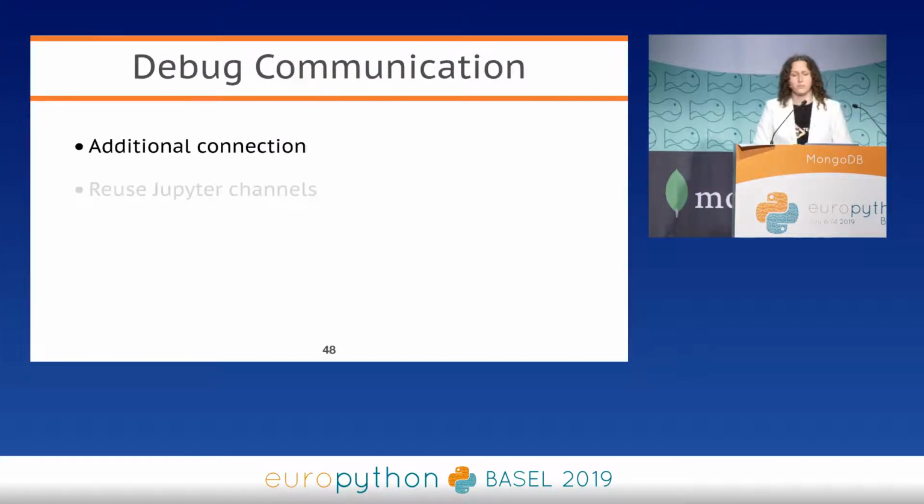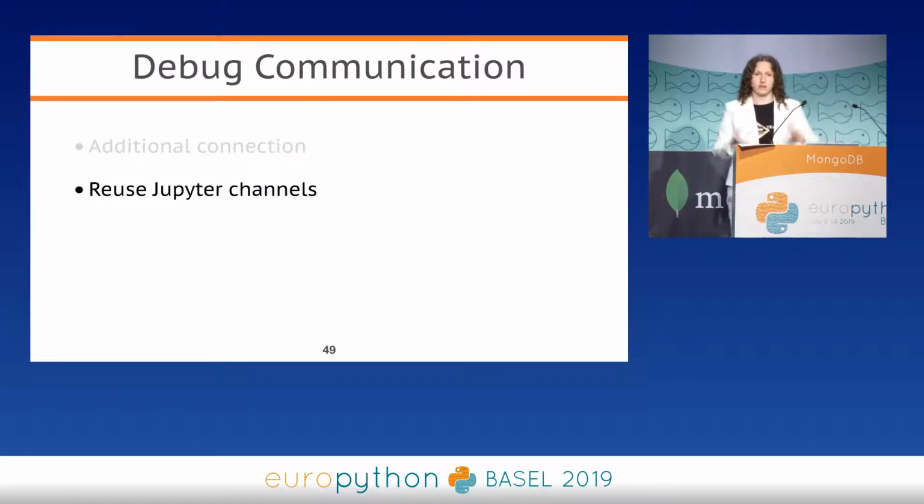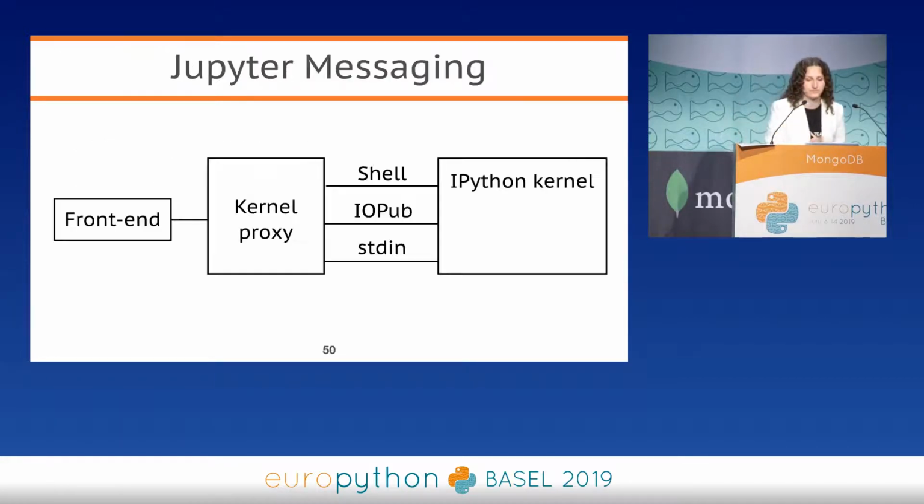So the solution with an additional connection is currently implemented in PyCharm Professional, but it works only if you can establish a direct connection to the IPython kernel. But Jupyter already has a rich messaging architecture. Maybe we can try to reuse it.